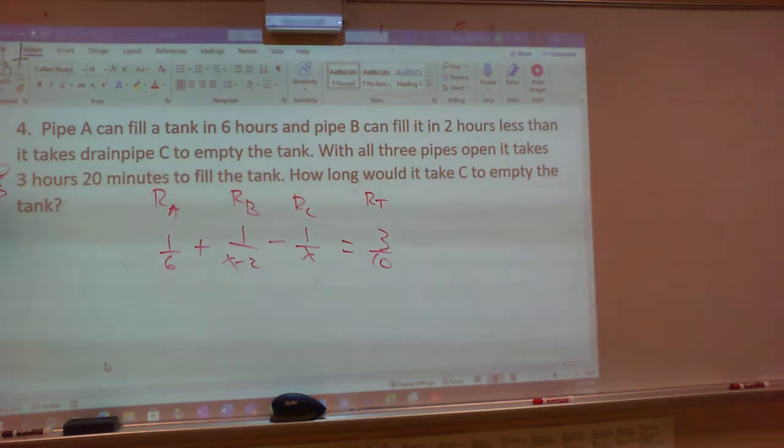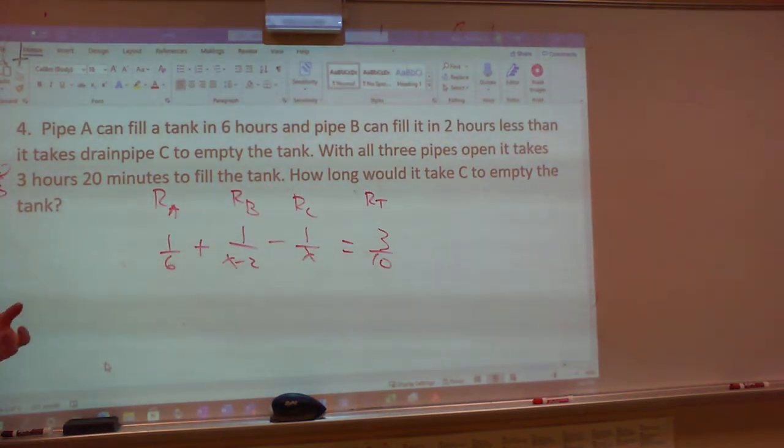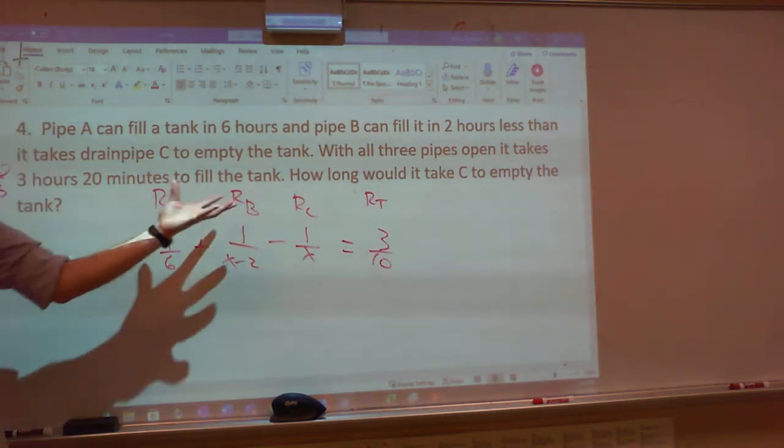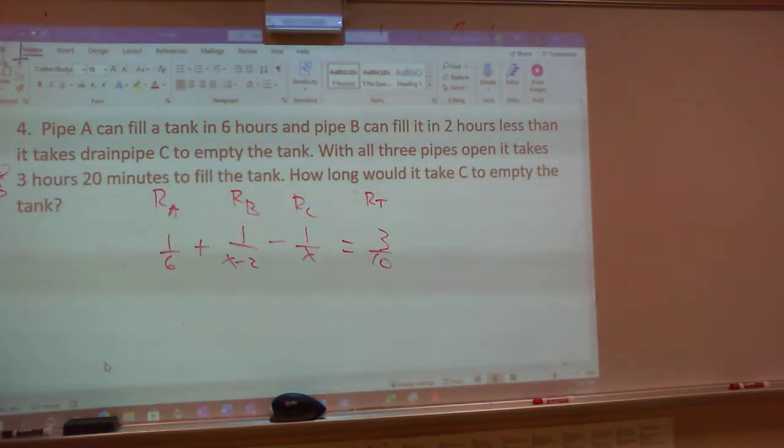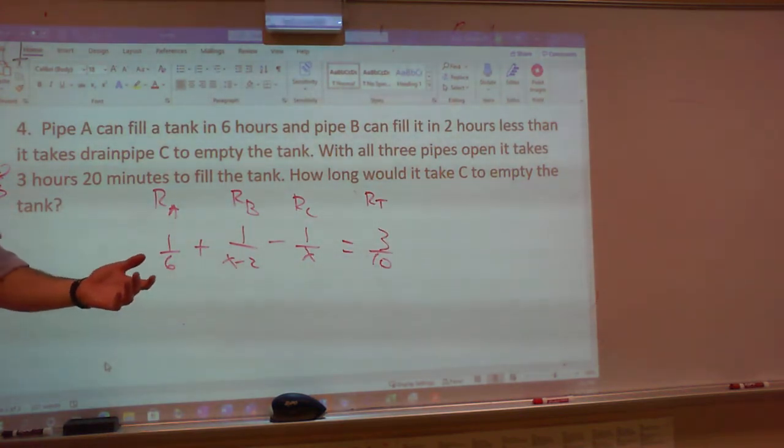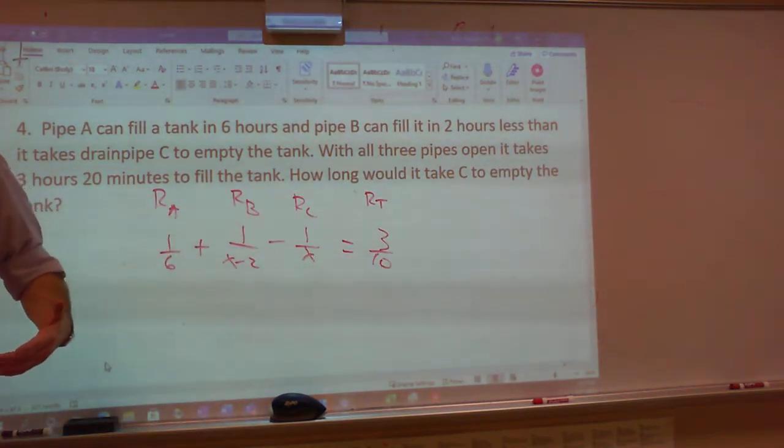All right. So I don't like fractions, right? And if I don't like fractions, I've got to figure out what I can multiply by that's going to get rid of all of the fractions, all the denominators. So what should I multiply by? 6 times 10 times x minus 2 times x. You could do that, right? That would get rid of everything.